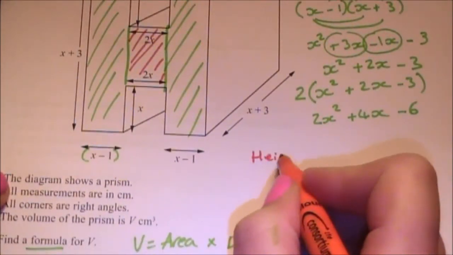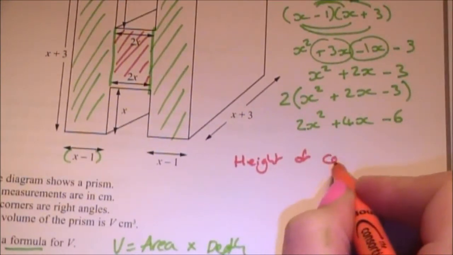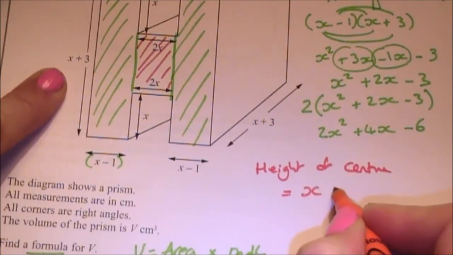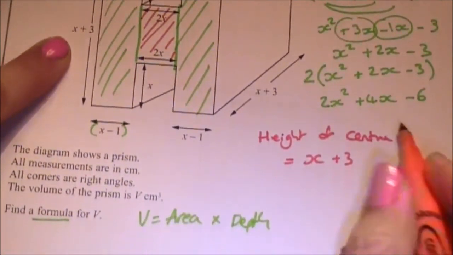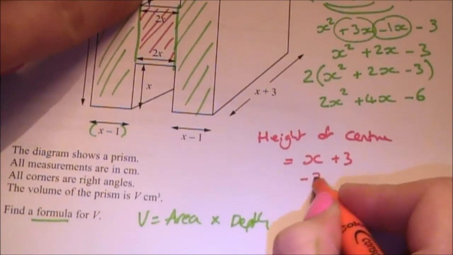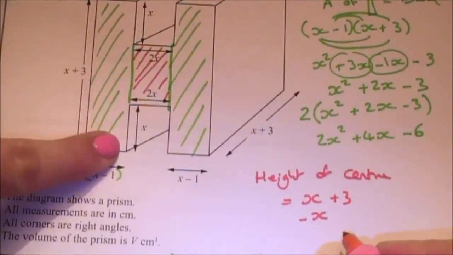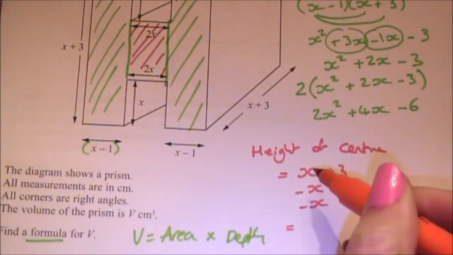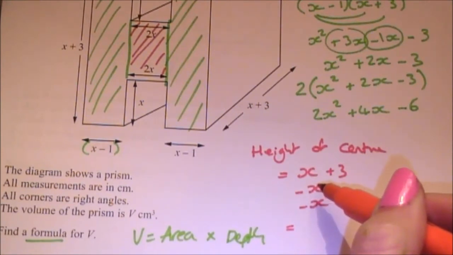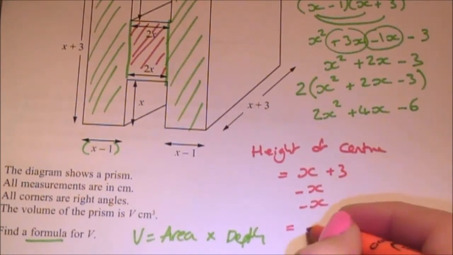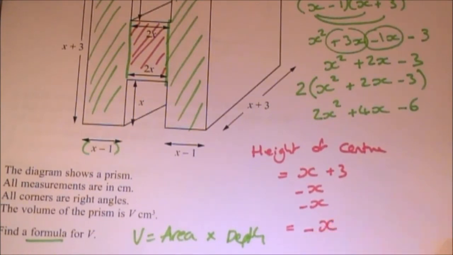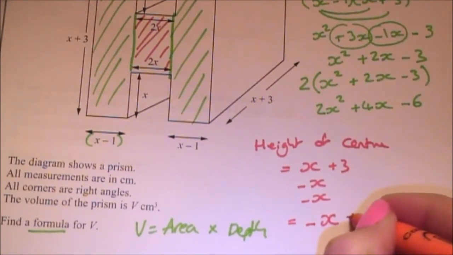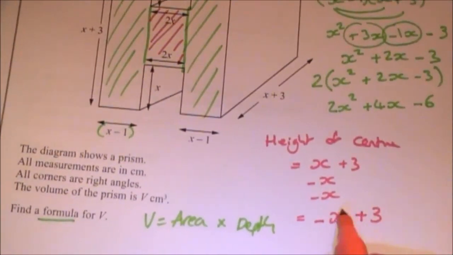So, height of centre is going to be equal to my x plus 3 minus an x minus another x. So what I'm actually going to end up with is x take away x is 0 x's, take away another x is negative 1x, and that 3 I haven't touched, so I've got negative x add 3.